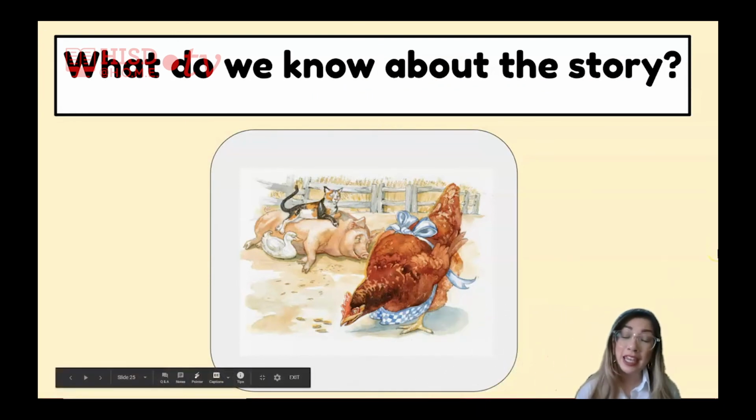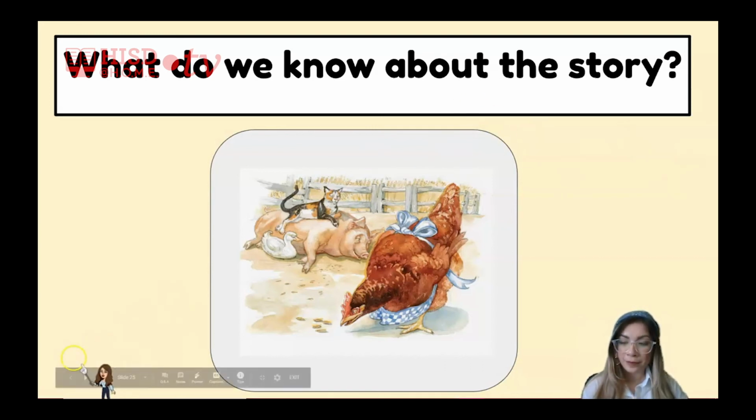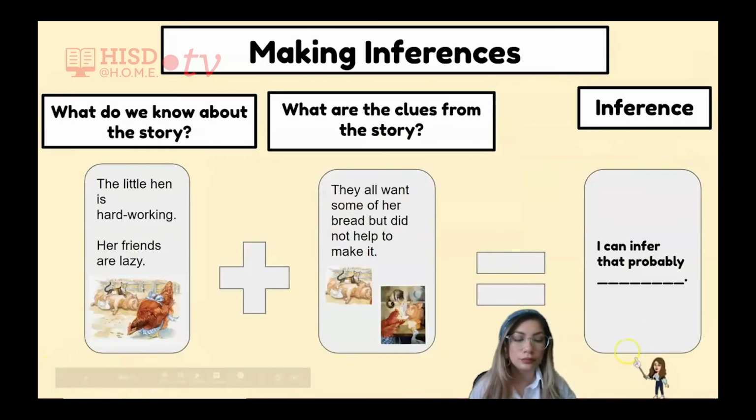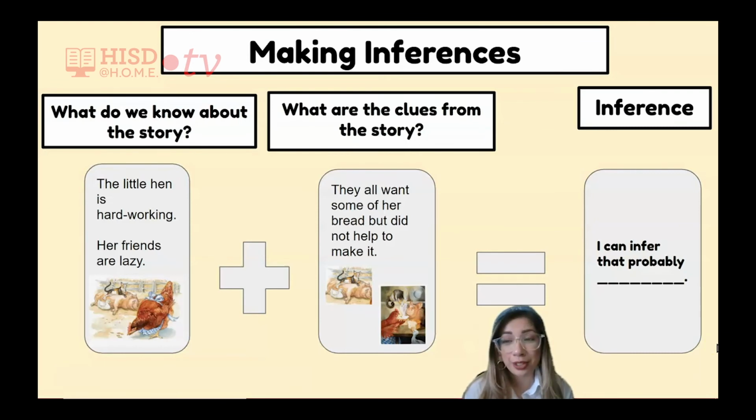So now, let's make an inference about this picture here, about this story. What do we know about the story? Now, let's make some inferences. So what do we know about the story? Well, we know that the little red hen is hardworking and her friends are lazy. And then the clues are that they all want some of her bread, but they did not help make it.